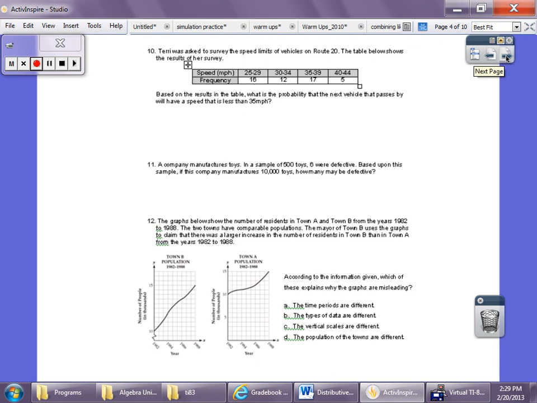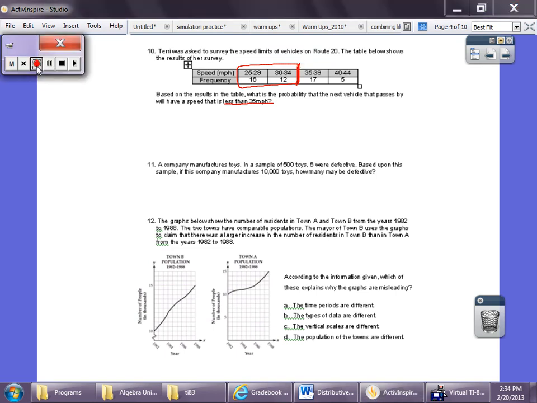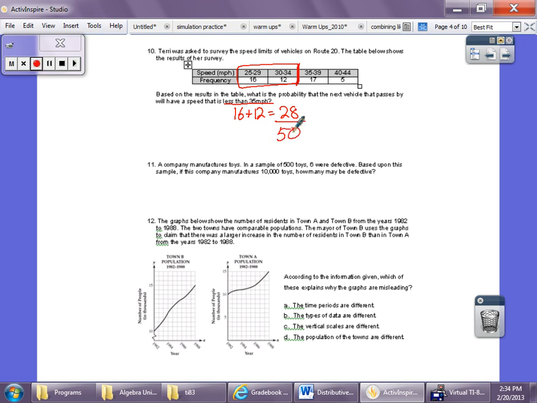Number 10, Terry was asked to survey the speed limits of vehicles on Route 20. The table shows the results of the survey. Based on the results, what is the probability that the next vehicle that passes by will have a speed of less than 35? Well, here's 35. Less than is going to be 16 or 18. So we have 16 plus 12, which will give us 28. And then we have out of a total of 50. So divided by 2, we get 14 out of 25.